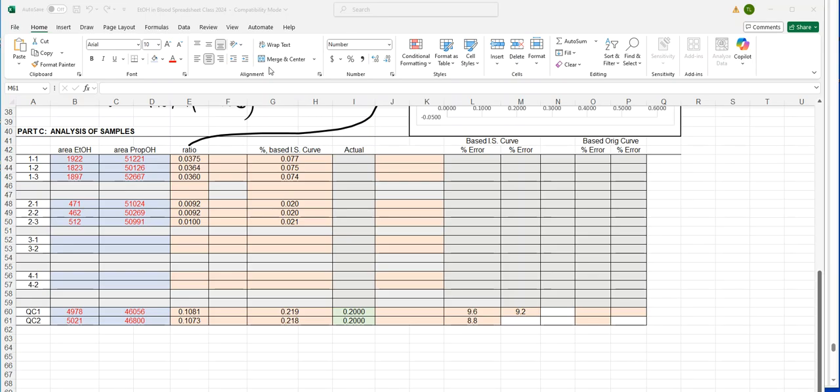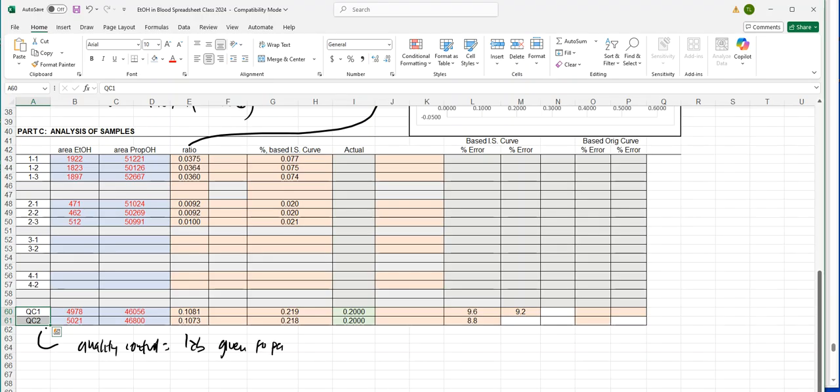Please, please, please. Okay, so here is QC1 and QC2. This is where we left off, and QC means quality control. Quality control is basically the idea that a lab has made something and it has been given to a person so that they can analyze it. The reason that we do this is we want to make sure their procedure was the proper way.